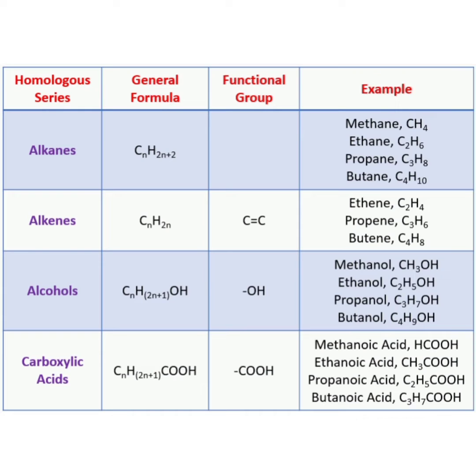Children, when you look at the compounds given in each family, you will understand that the compounds in the same family differ by CH2. Similarly, C2H4 and C3H6 differ by a CH2 group. Therefore, in a homologous series, compounds differ by a CH2 unit.